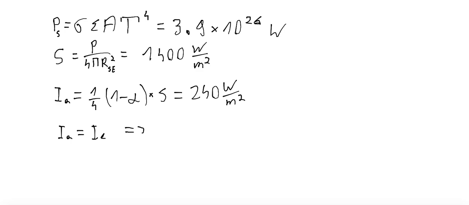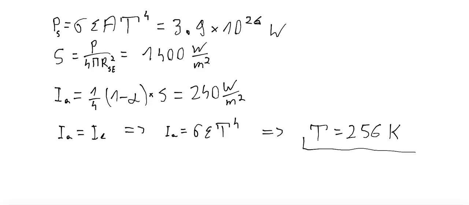And finally, we've used the equation that the intensity absorbed is exactly the same as the intensity emitted. We've assumed that the Earth emits the same amount of radiation as a black body of the same temperature, and we've obtained the temperature of the Earth as around 256 kelvins. Yes?